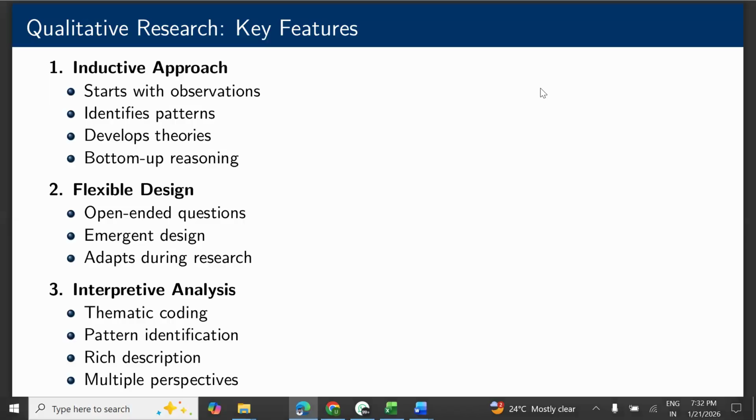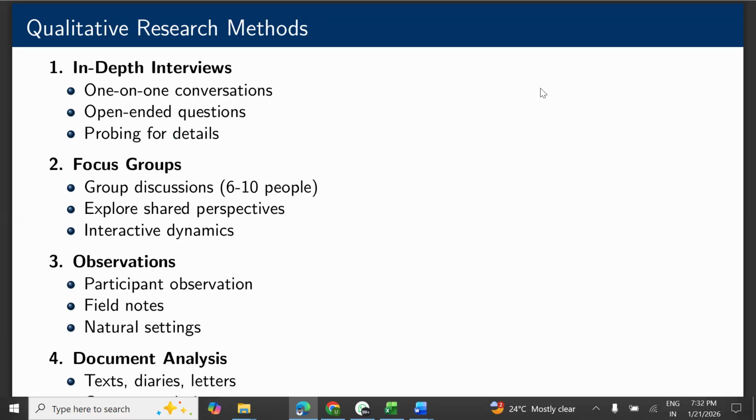In qualitative research, what are the key features? Inductive approach: it starts with observation, identifies patterns, and develops theories. It is basically bottom-up reasoning. It is also based on flexible design, that is, open-ended questions. Then interpretive analysis, which is based on thematic coding, pattern identification, rich description, and multiple perspectives.